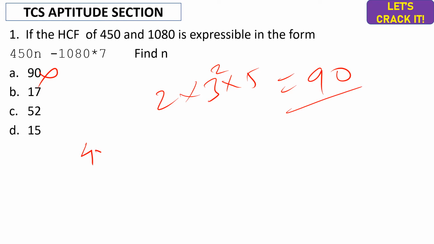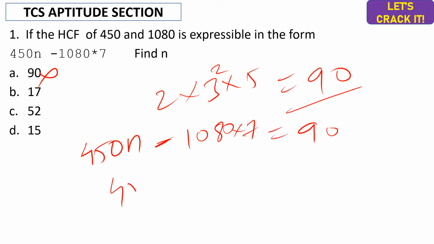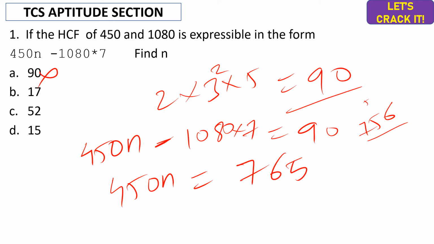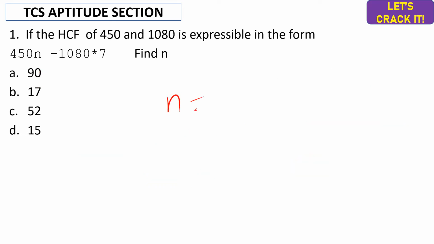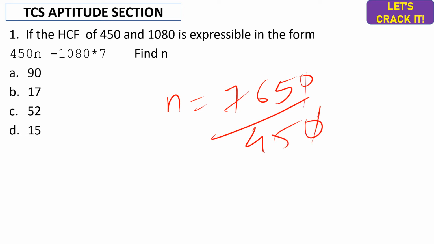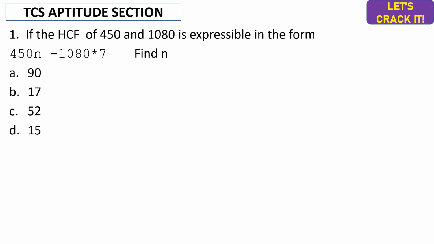So we need to write it in the form 450n minus 1080 into 7 is equal to 90. So 450n is equal to 1080 into 7 plus 90. 1080 into 7 is 7560, and 7560 plus 90 gives 7650. So n is equal to 7650 divided by 450. Now the zero cancels, and we get 17. So option B is the correct one.